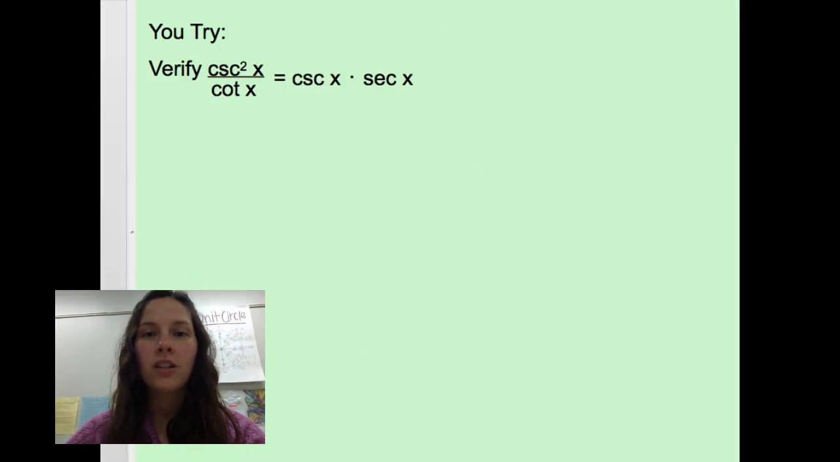So here's your try question. Remember, think about those Pythagorean identities, think about the reciprocal identities, but stick with one side first and see what you can come up with.